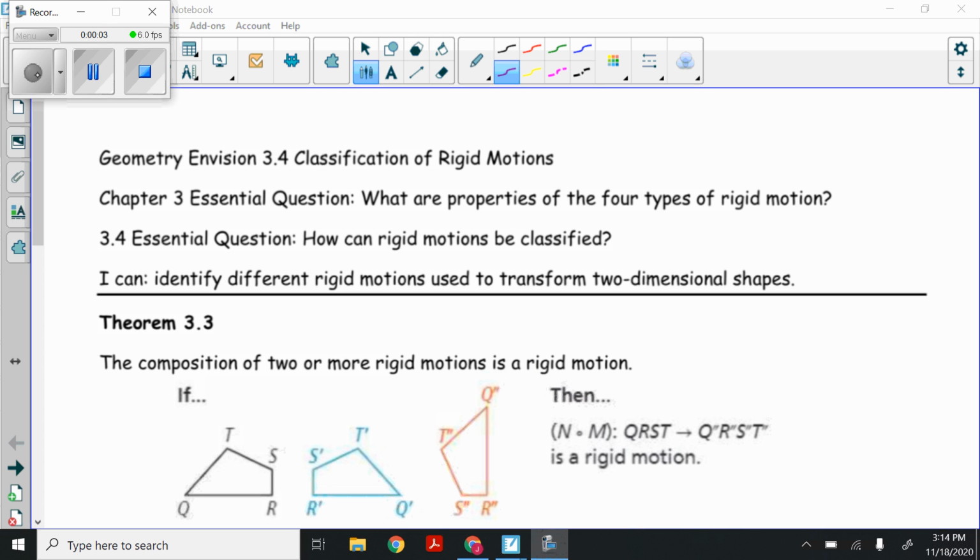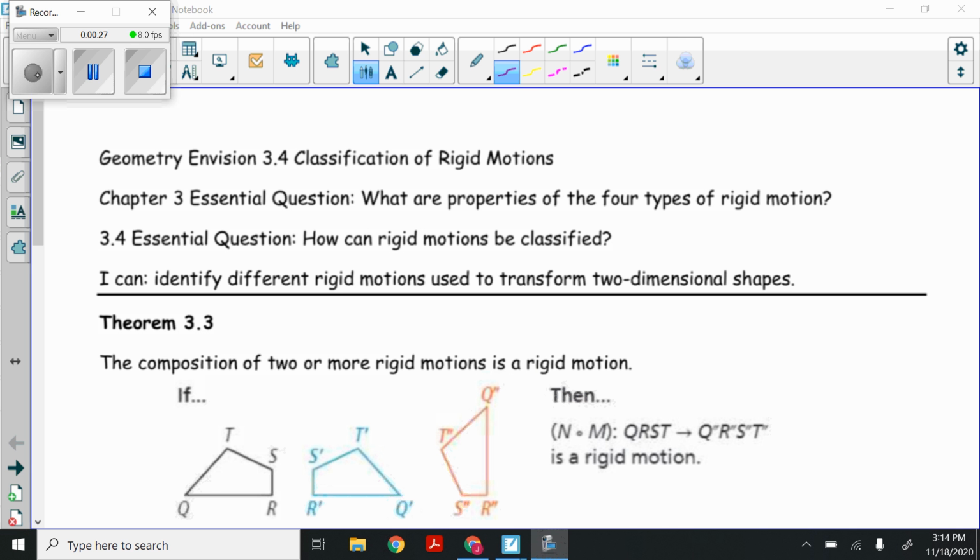All right, today in geometry, we're looking at section 3.4, classification of rigid motions. Our essential question: how can rigid motions be classified? After today, you should be able to identify different rigid motions used to transform two-dimensional shapes. So let's recall what a rigid motion is. Remember that a rigid motion preserves length and angle measure.